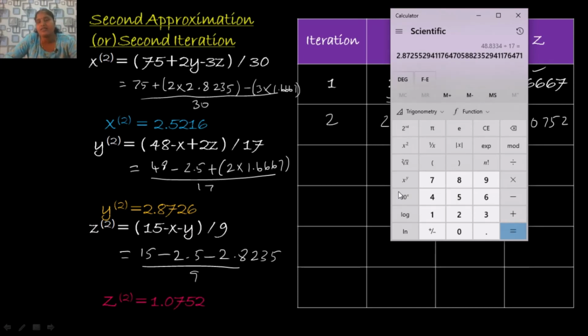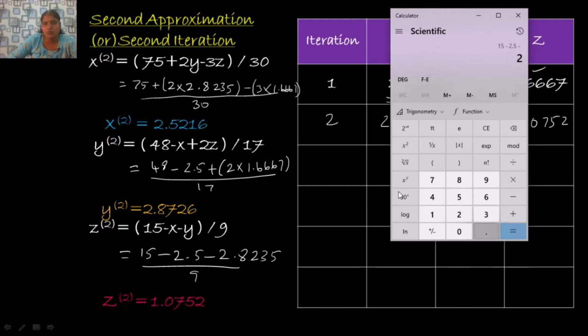Here itself we have to take up to 4 decimal places, so you have to add the 5th decimal, we have 5, so you have to add 1 with the previous decimal, so 2.8726.